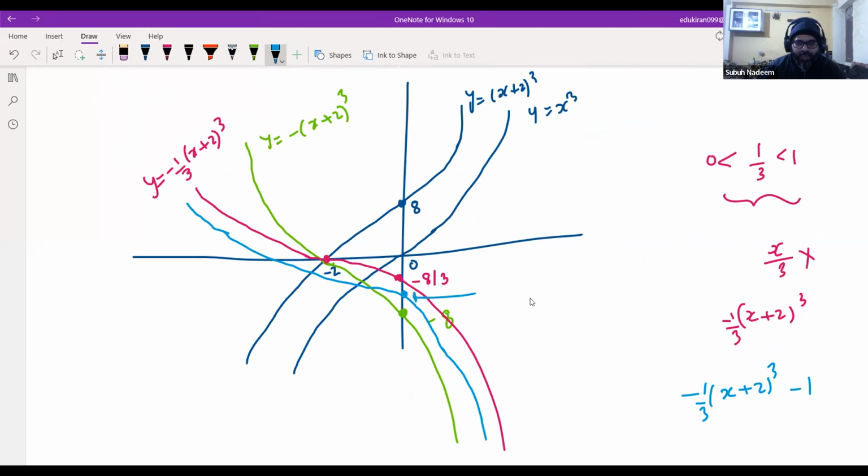Minus 8 by 3 minus 1, you will get minus 11 by 3. So this point is (0, minus 11 by 3). So this is the final.